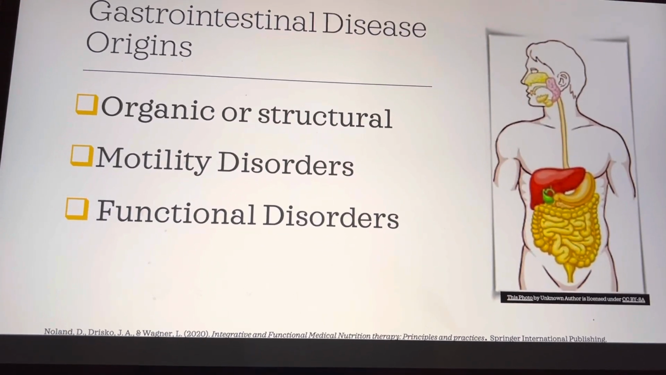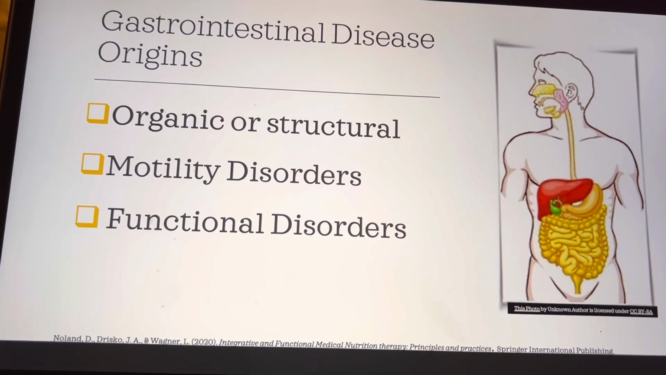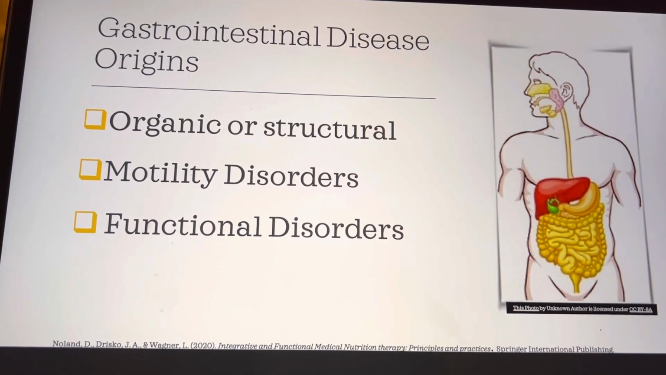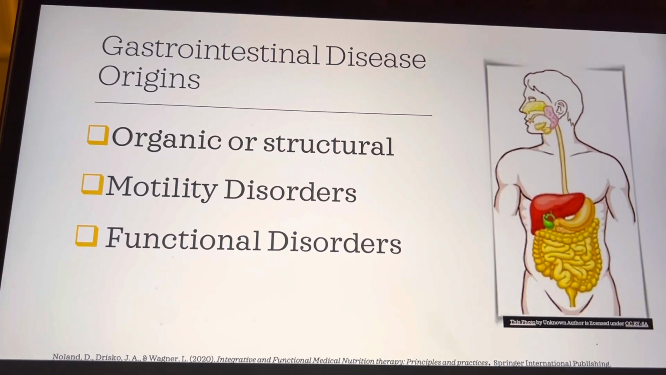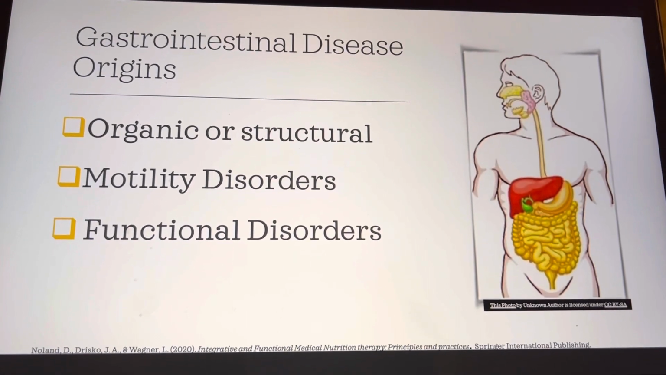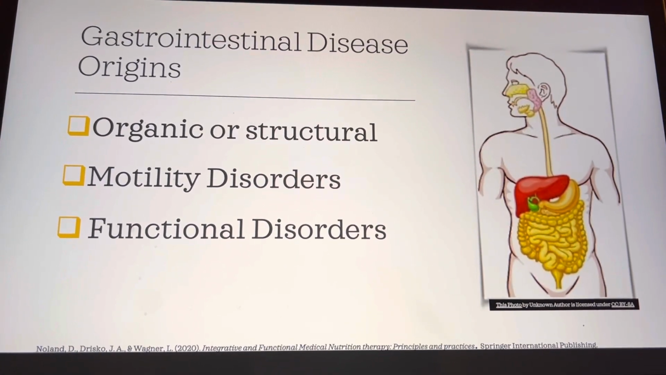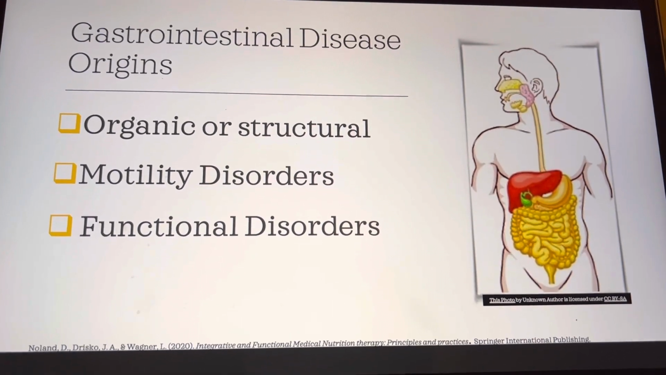Gastrointestinal diseases can have 3 primary origins: organic or structural disease, motility disorders, and functional disorders. Organic or structural disease is diagnosed by pathology of GI tissue and or evaluation of structure. Examples of this type of disease would be colon polyps or ulcers.